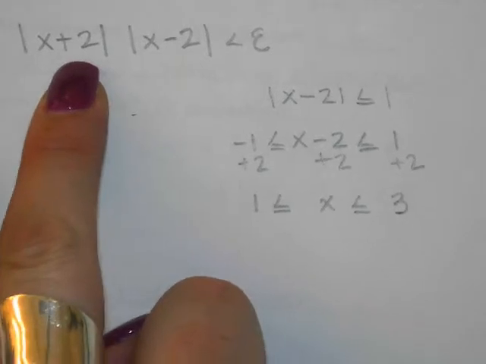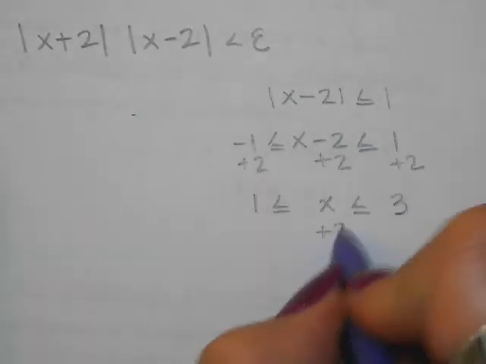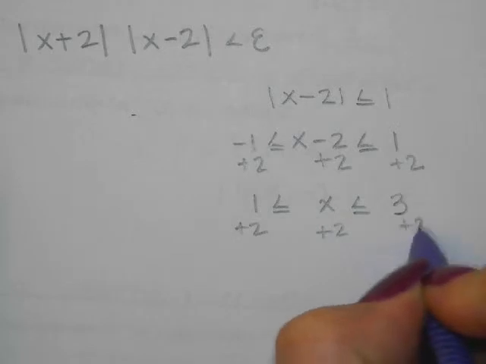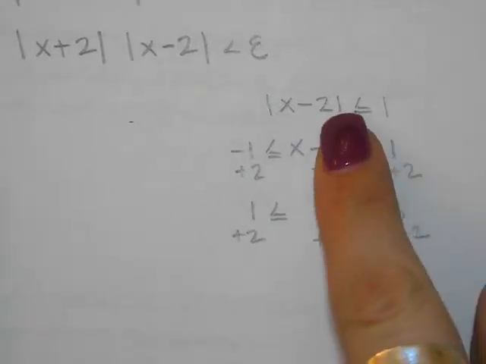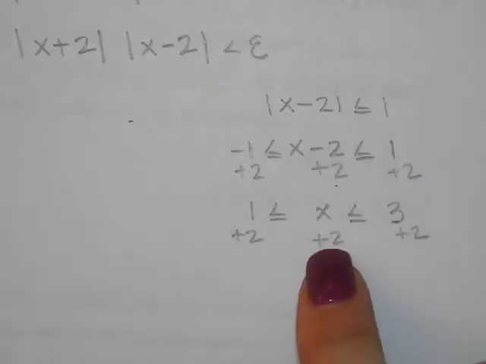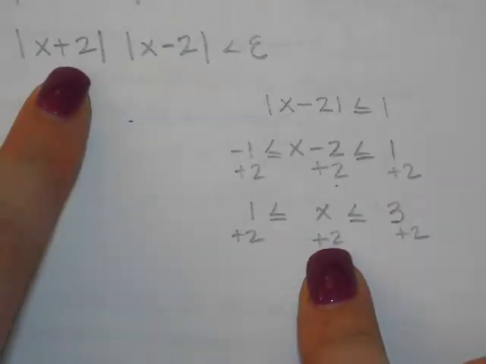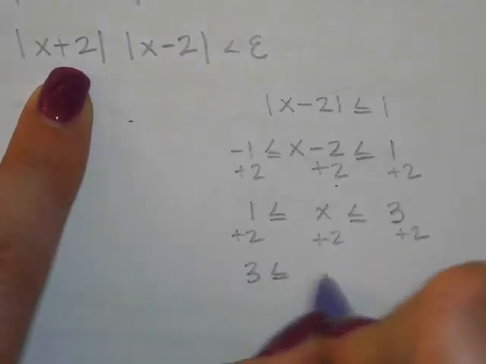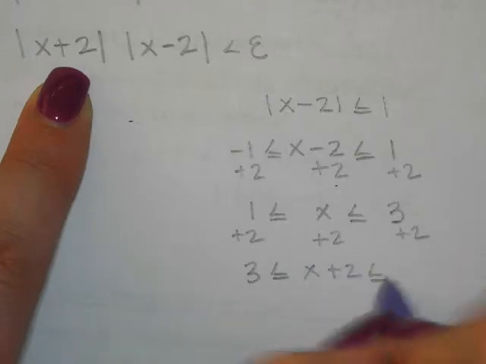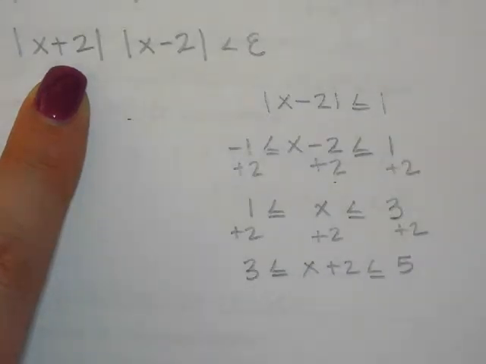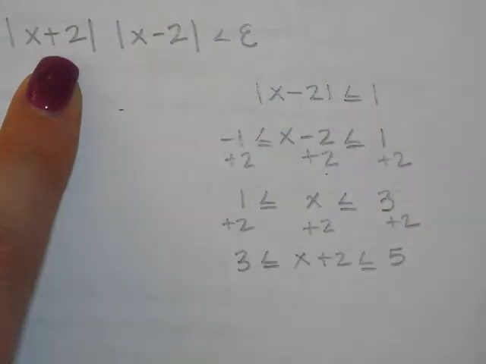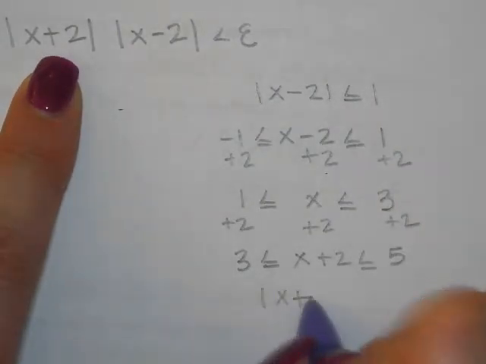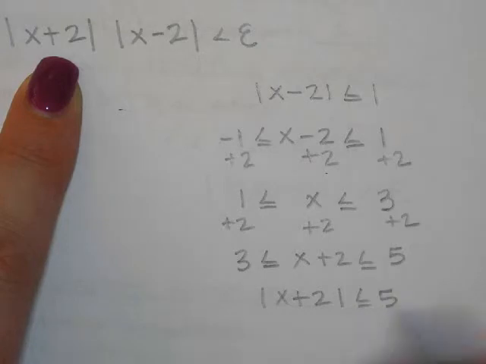But the one that I'm trying to get rid of says x plus 2. So what I'm going to do is add 2 to all of these. I started off with the one that's my goal, but I'm manipulating it until it becomes the other one. Okay? So that means that x plus 2 is somewhere between 3 and 5. So now I can say x plus 2 is less than or equal to 5.